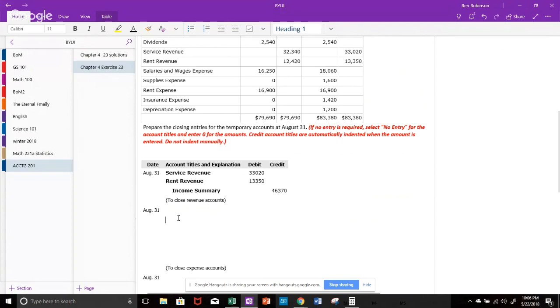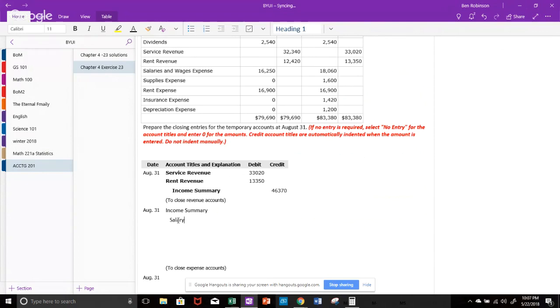Next, we need to, as you'll see here, close out the expense accounts. And so all the expense accounts are listed here. And so all of those are going to flow over to and be closed out into the income summary. And we could go ahead and add those up right now, but I think probably the better way to do that is to come back and put in the debit after we have put in all of our credits.